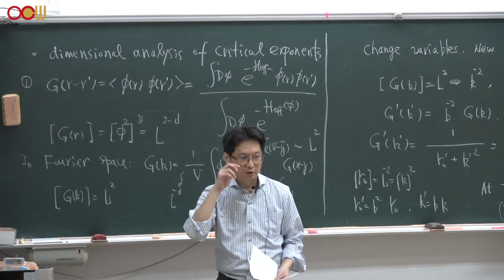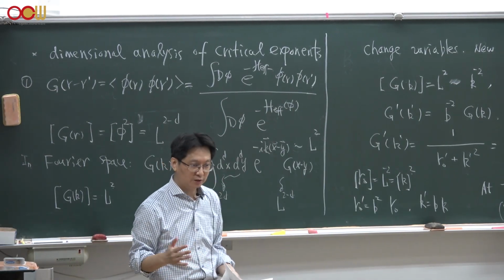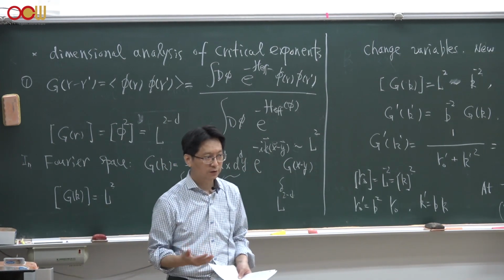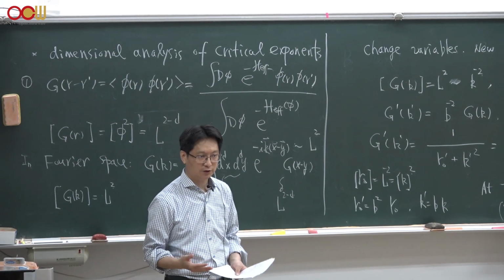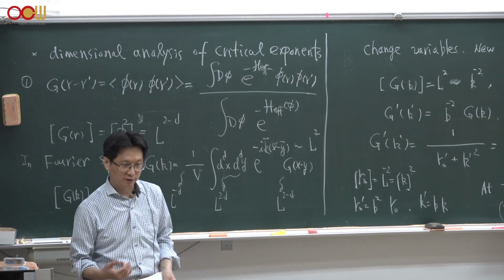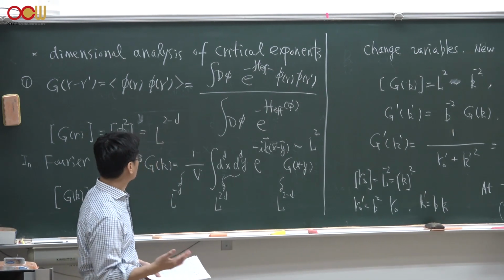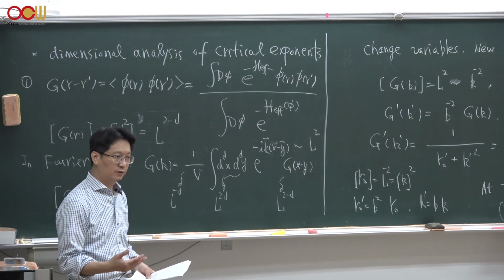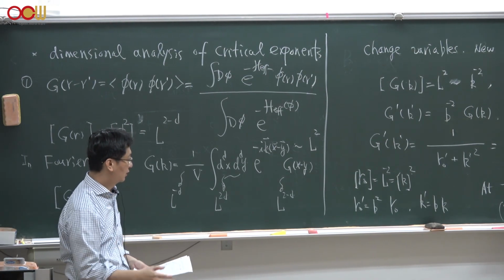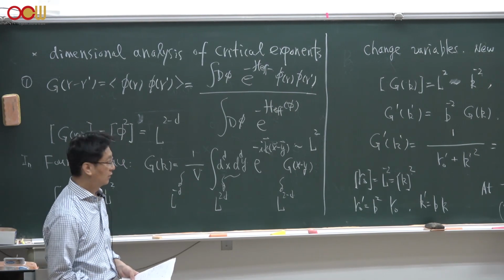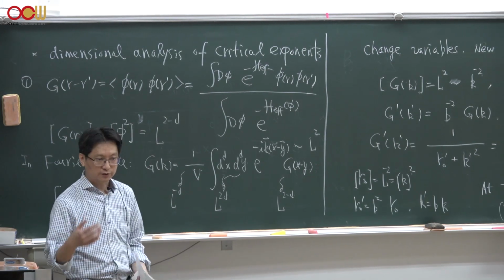So last time we introduced dimensional analysis to study the scaling dimensions of various terms and parameters in Landau theory, or the phi-four theory. And today we will apply this dimensional analysis to get some of the critical exponents predicted from the Landau theory that we already learned.